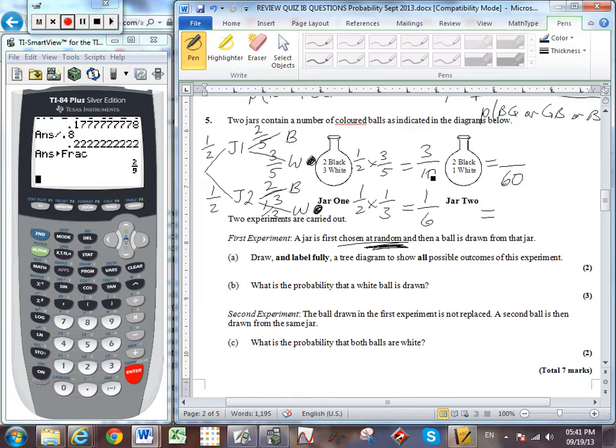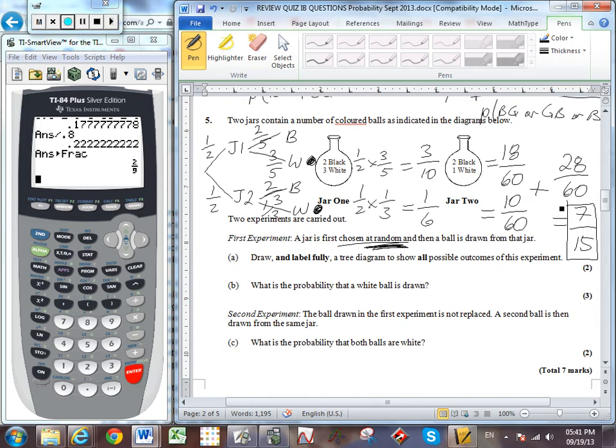So I multiplied the bottom by 6, let's multiply the top by 6. Common denominator is 60, I multiplied the bottom by 10, so multiply the top by 10. And now add them together. 18 over 60 plus 10 over 60 gives us 28 over 60. And that reduces to 7/15.